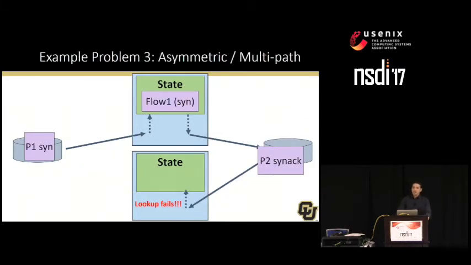And finally, asymmetrical multipath becomes a challenge, because we need all the traffic from the same flow in both directions to go to the same instance where the state is stored. This forces the need to coordinate forwarding to ensure flow affinity.